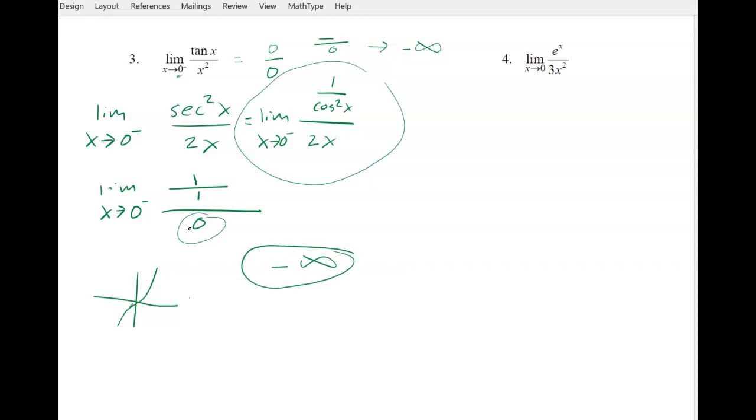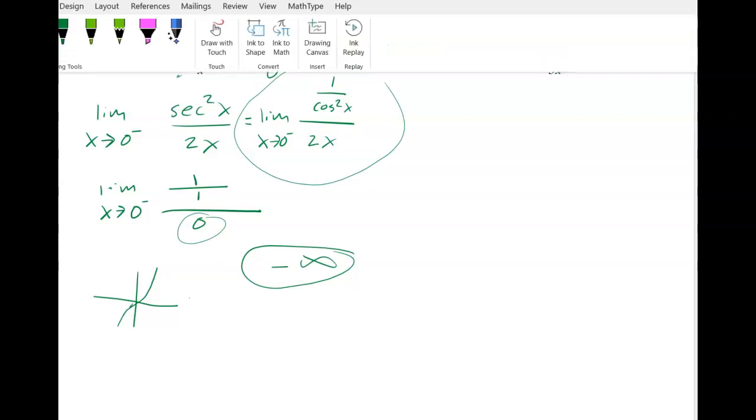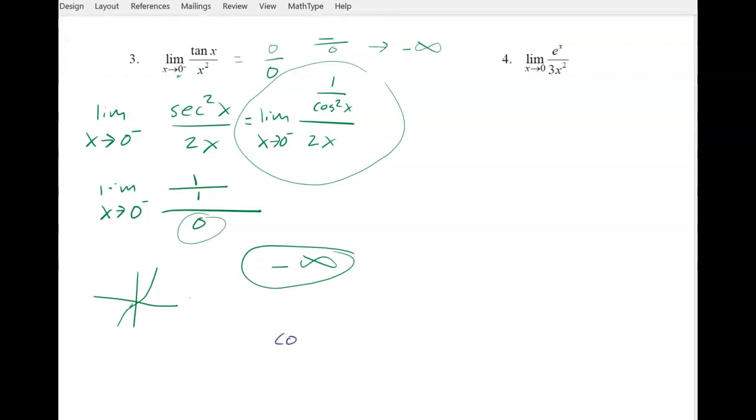If I continue to get this division by 0, but the 0 doesn't appear anymore on the top, I have to stop using the L'Hopital's rule. So for cosine, if I used this version of it with the cosine squared, let me change my color of my marker so you can see. So if I looked at cosine squared of x, so I'm looking at 1 over cosine squared x over 2x, and I'm going to look for the limit as x goes to 0 minus there. And again, I can't use L'Hopital's rule because the bottom will be 0, but the top will be a 1.